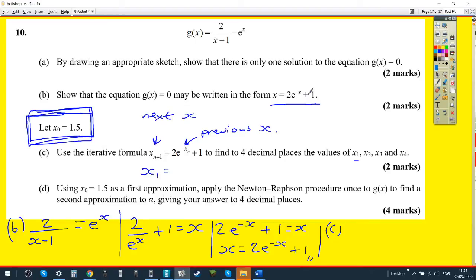Okay, so 2e to the minus 1.5 plus 1. Yeah. What is that? 4 decimal places. 1.446. That's 3 decimal places. 1.4463. Okay.